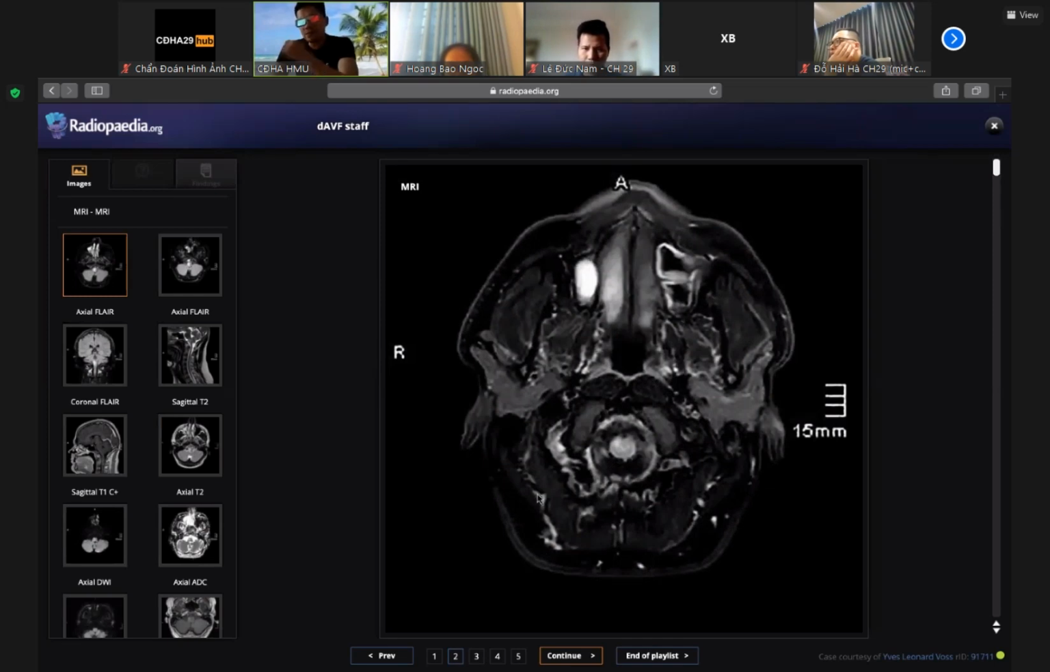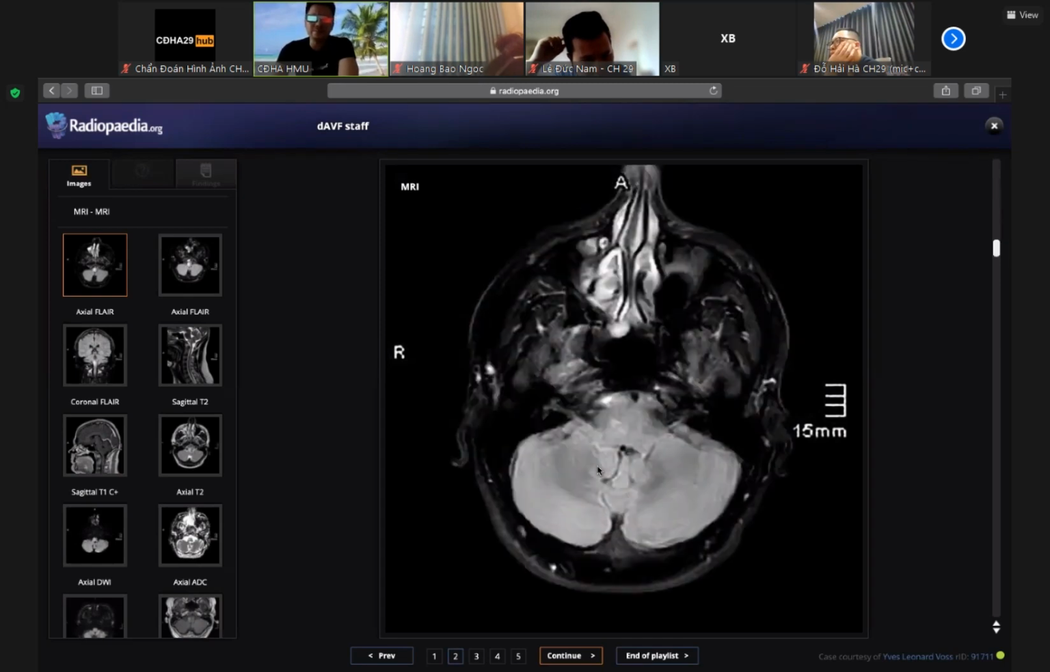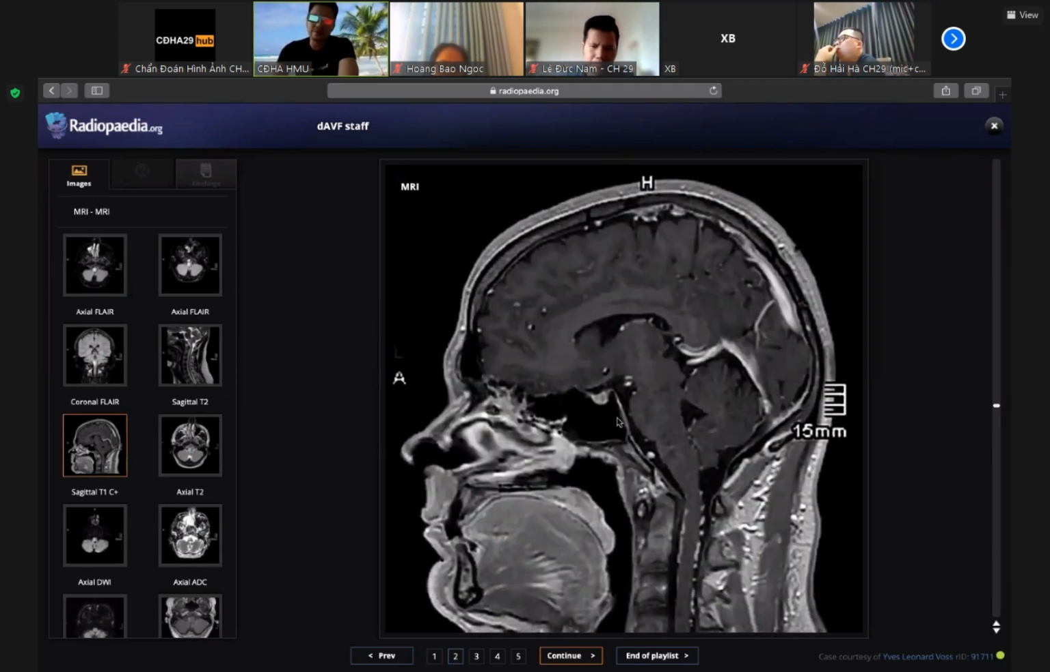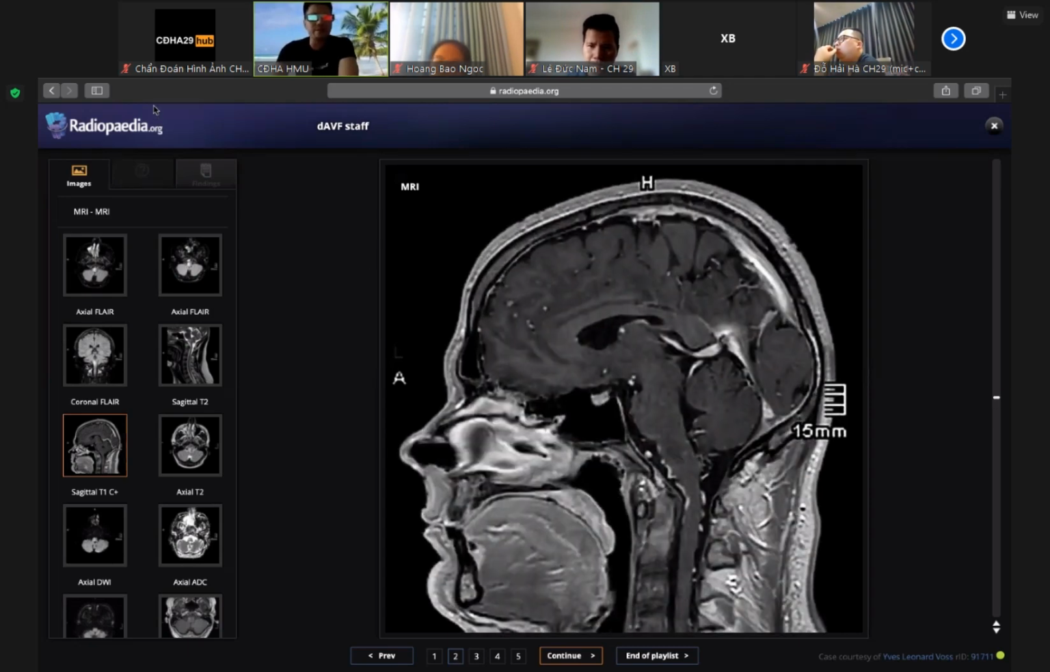So the dilated vascular structure around the abnormal signal intensity is a suggestive finding of vascular malformation, and we should do the injection. Request for the MRA or the CTA. Thank you, Swan. And any other comment, Duy, Ngọc or Hải?